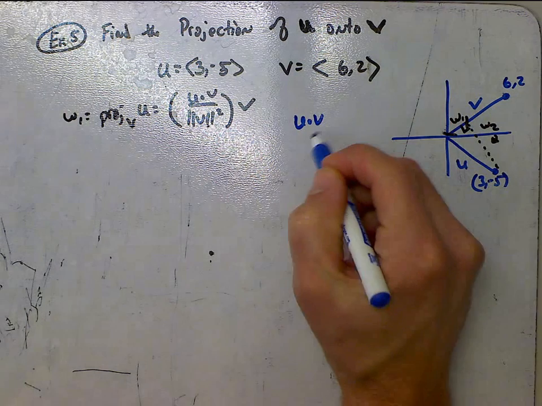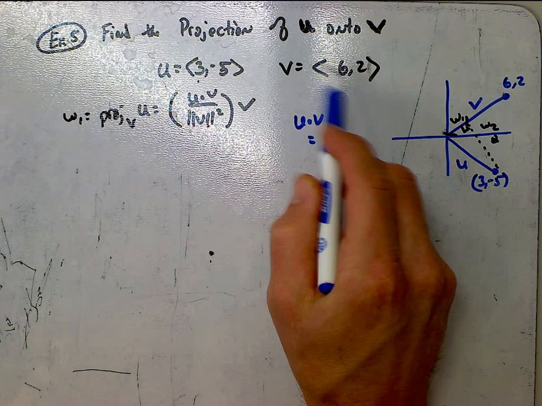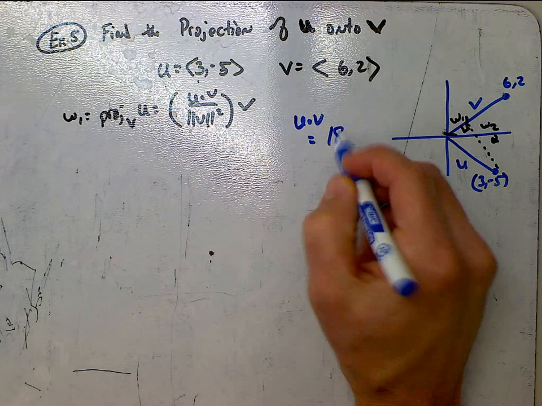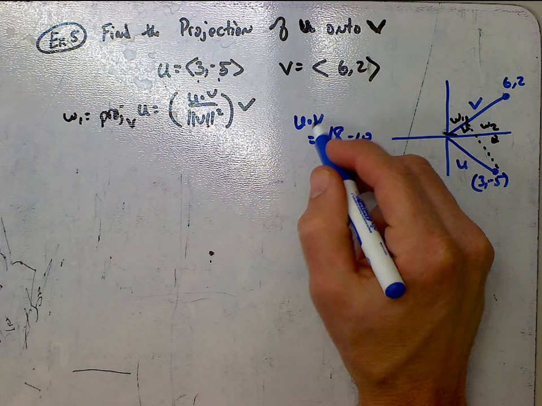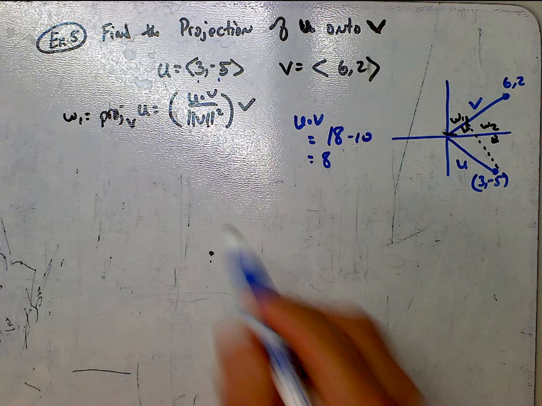So I'm going to take 3 times 6 to get 18. Negative 5 times 2 is negative 10. So u dot v equals 8. So I'll put 8 into my formula there.